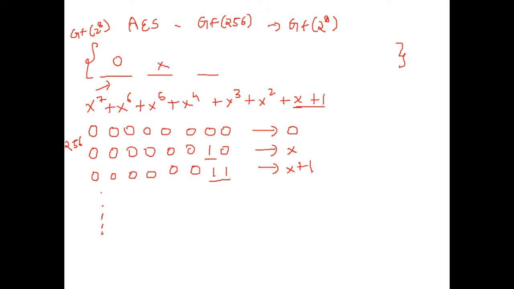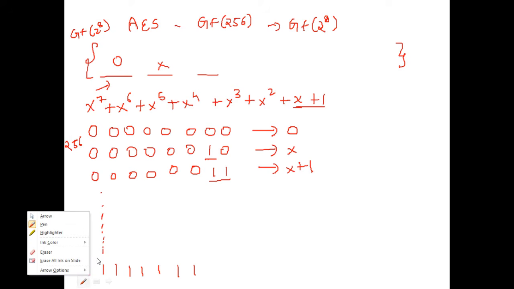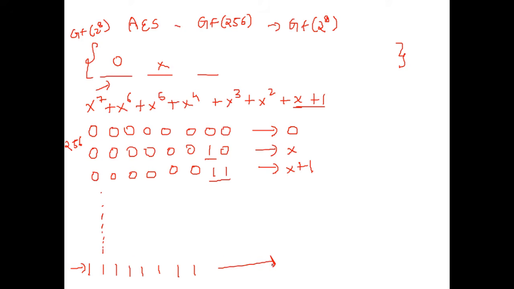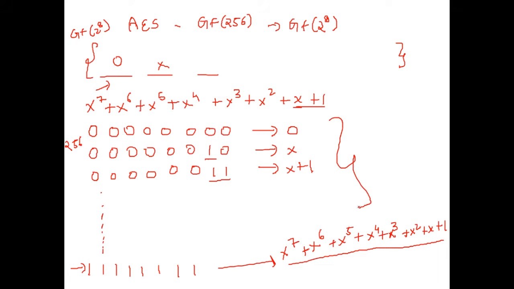So what will be the last element, the 256th element? It will be 1 1 1 1 1 1 1 1, all ones. What does that mean? The last element of our set will be x power 7 plus x power 6 plus x power 5 plus x power 4 plus x power 3 plus x square plus x plus 1. It contains all the terms. So like that, you're going to have 256 different polynomials in our set, that is GF 2 power 8.